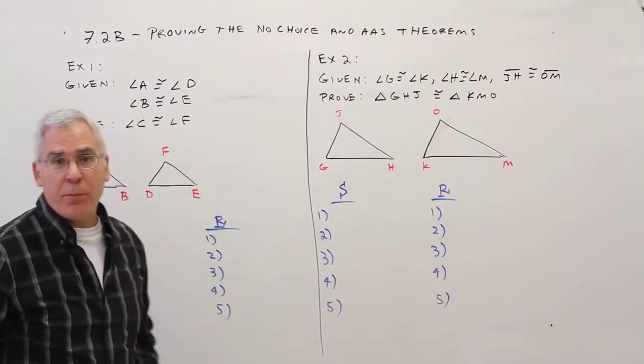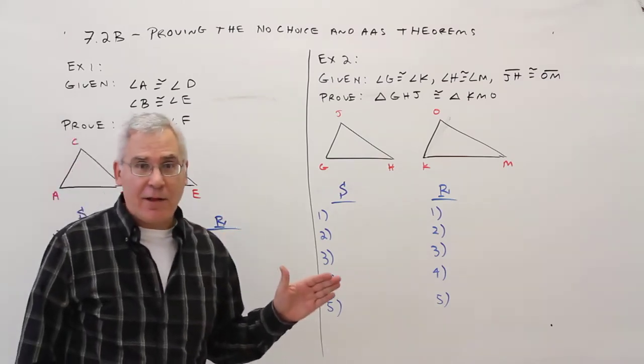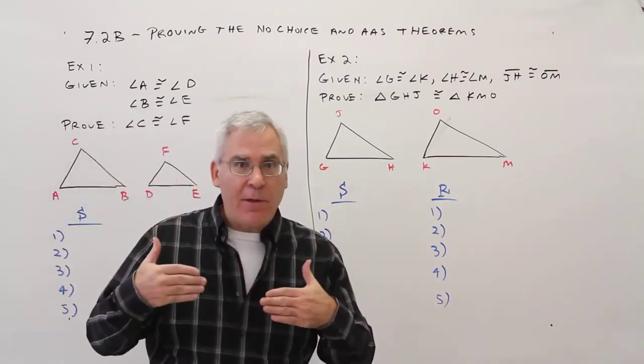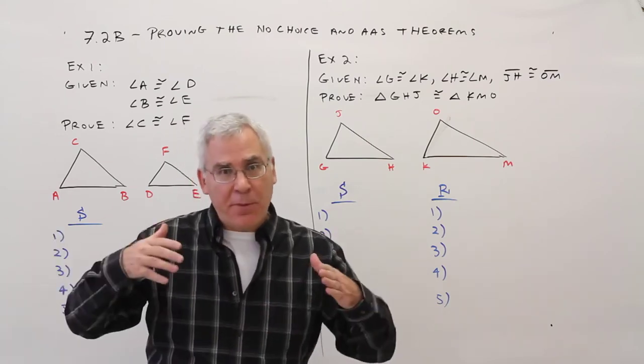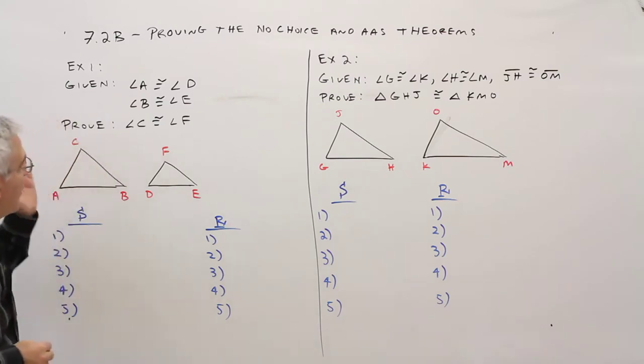Welcome to video 7.2b, proving the no choice in angle sides theorems. So once again, you can't use the theorem to prove itself. We'll use other logic to prove the theorems, and then we'll be good for the rest of our lives to use them. All right, example 1.